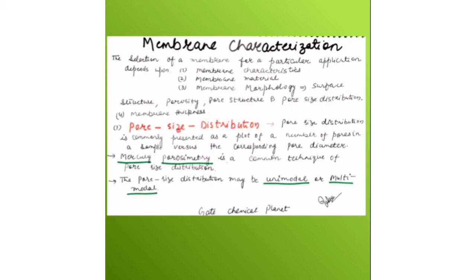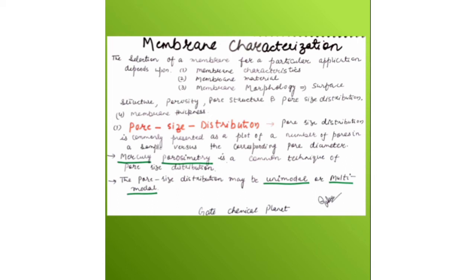Now we will discuss membrane characterization. The selection of a membrane for a particular application depends on many factors: the membrane characteristics, the membrane material, the membrane morphology. Morphology means the surface structure, porosity, pore structure and pore size distribution, or membrane thickness. First we will discuss what we mean by pore size distribution and what the techniques are to determine it. So the first characterization for a membrane is the pore size distribution.